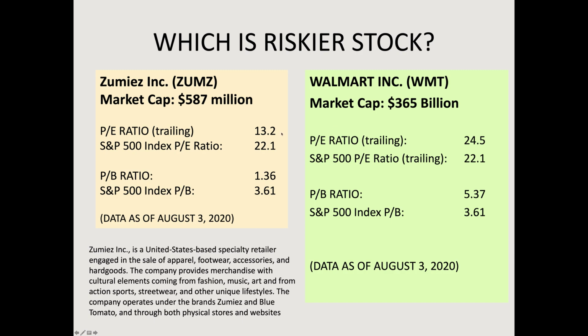All right, the first is a PE ratio. How much are investors willing to pay for a dollar's worth of earnings? And when we look at earnings here, we're looking at the actual earnings over the past year. And this data is as of August 3rd. Typically the data is updated at the end of each month. And we see that investors are willing to pay $24.50 for every dollar of Walmart earnings. But they're only willing to pay $13.20 for each dollar of earnings of Zumiez.